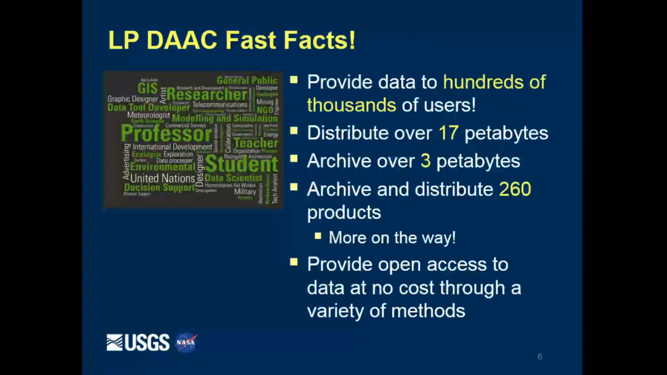And we provide data to hundreds of thousands of users. They range from professors and students like yourself to archaeologists, meteorologists, all sorts of people you can see in the graph. And we've distributed over 17 petabytes of data to these users and have archived over 3 petabytes of data composed of 260 data products. And we have a lot more coming over the next week, next couple of months, and even the next couple of years. And most importantly, all of this data is publicly available at no charge, freely available, so you can go out and grab all of it.